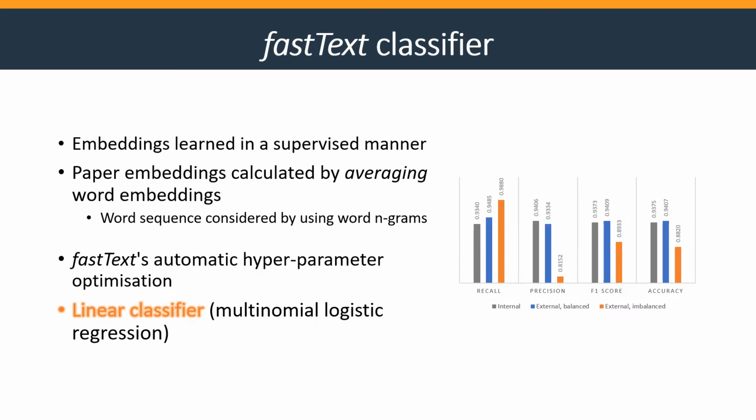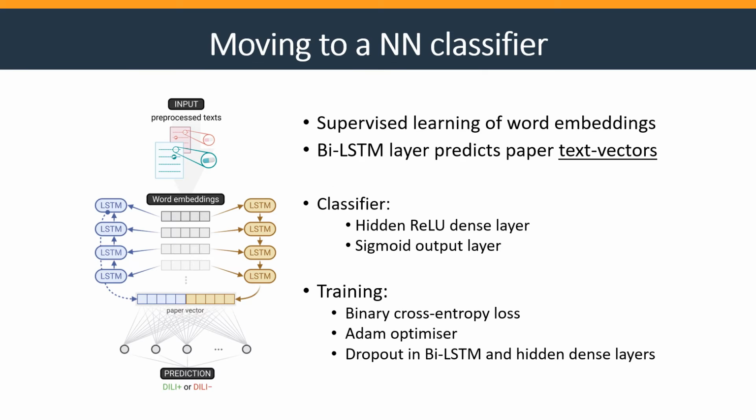And this can effectively be traced back to the fact that we are dealing with a linear classifier. And so if we want to improve our classification performance, we will probably have to move to a more complicated model. With this in mind then, we move on and define our own neural network classifier.